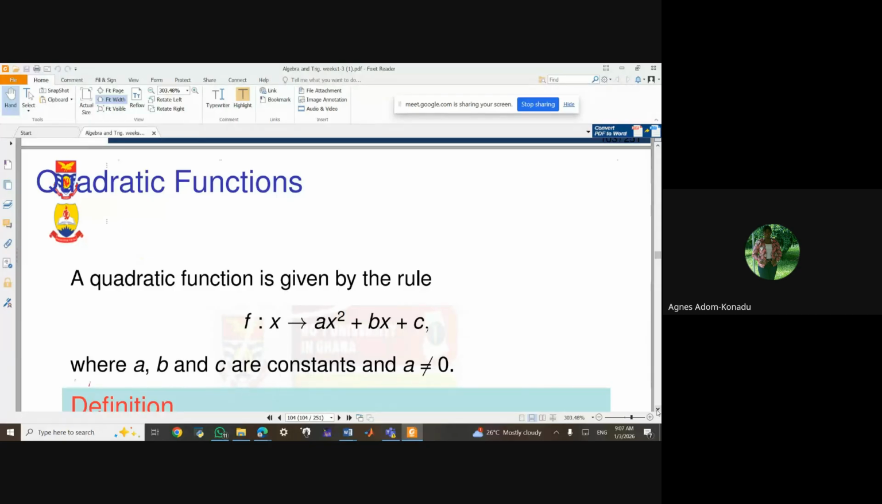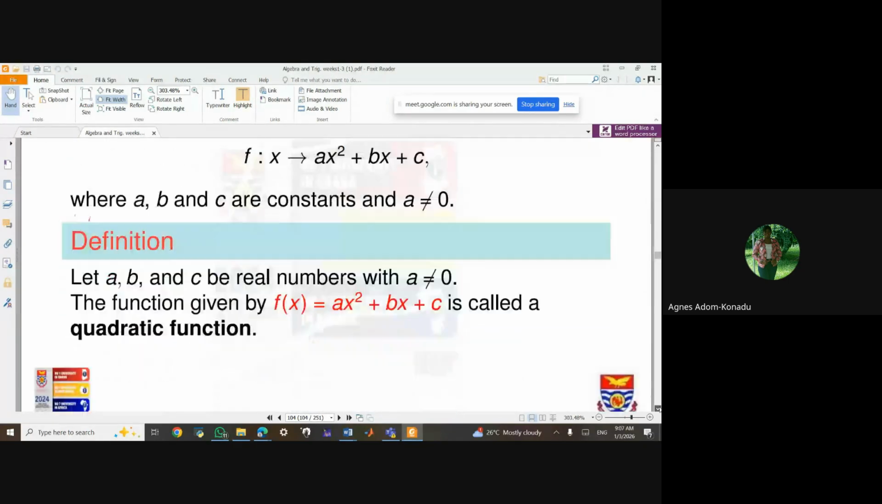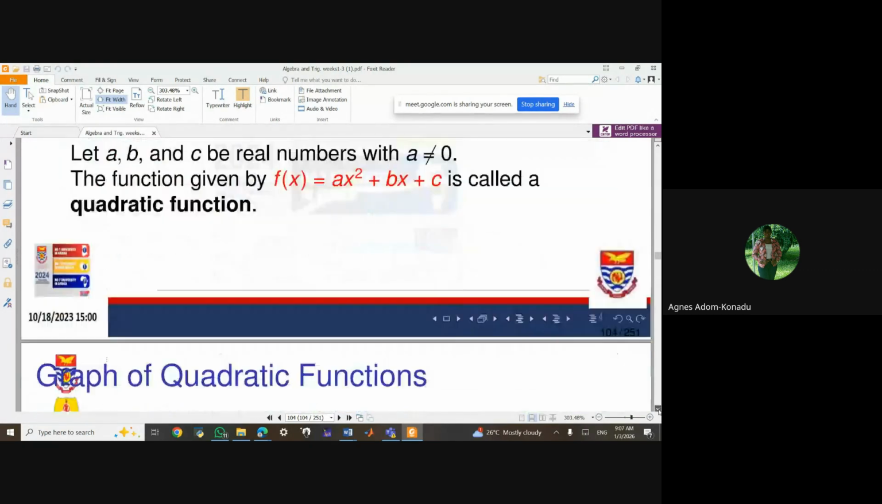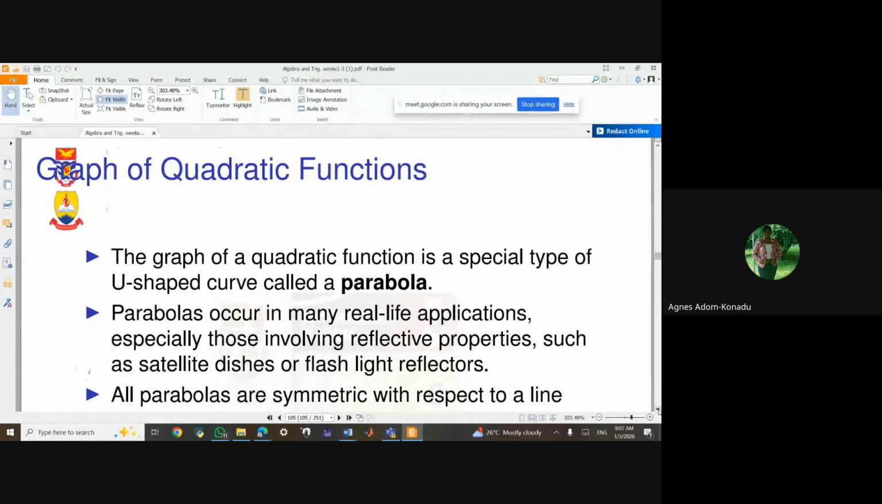We want to look at quadratic functions, and quadratic functions are given as ax squared plus bx plus c, where a is not equal to 0, and a, b, c are constants. So anytime you have f of x equal to ax squared plus bx plus c, we call it a quadratic function. Let a, b, c be real numbers with a not equal to 0, then the function given as this is called a quadratic function.